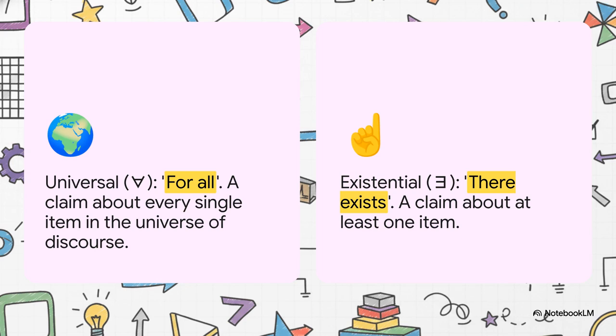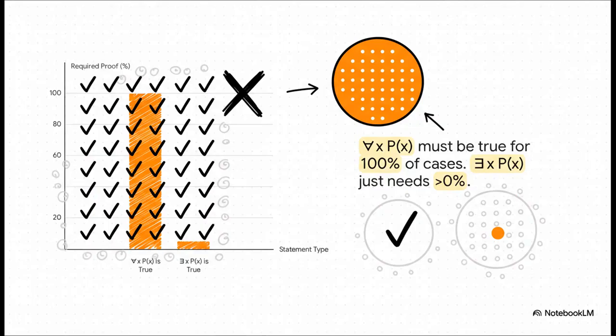The first is the universal quantifier. It looks like an upside-down A, and it means for all or for every. This makes a huge, sweeping claim about every single thing in a group. The other is the existential quantifier, that backwards E, which means there exists or for some. This one makes a much humbler claim, just that there's at least one. And as you can imagine, the burden of proof for these two is wildly different.